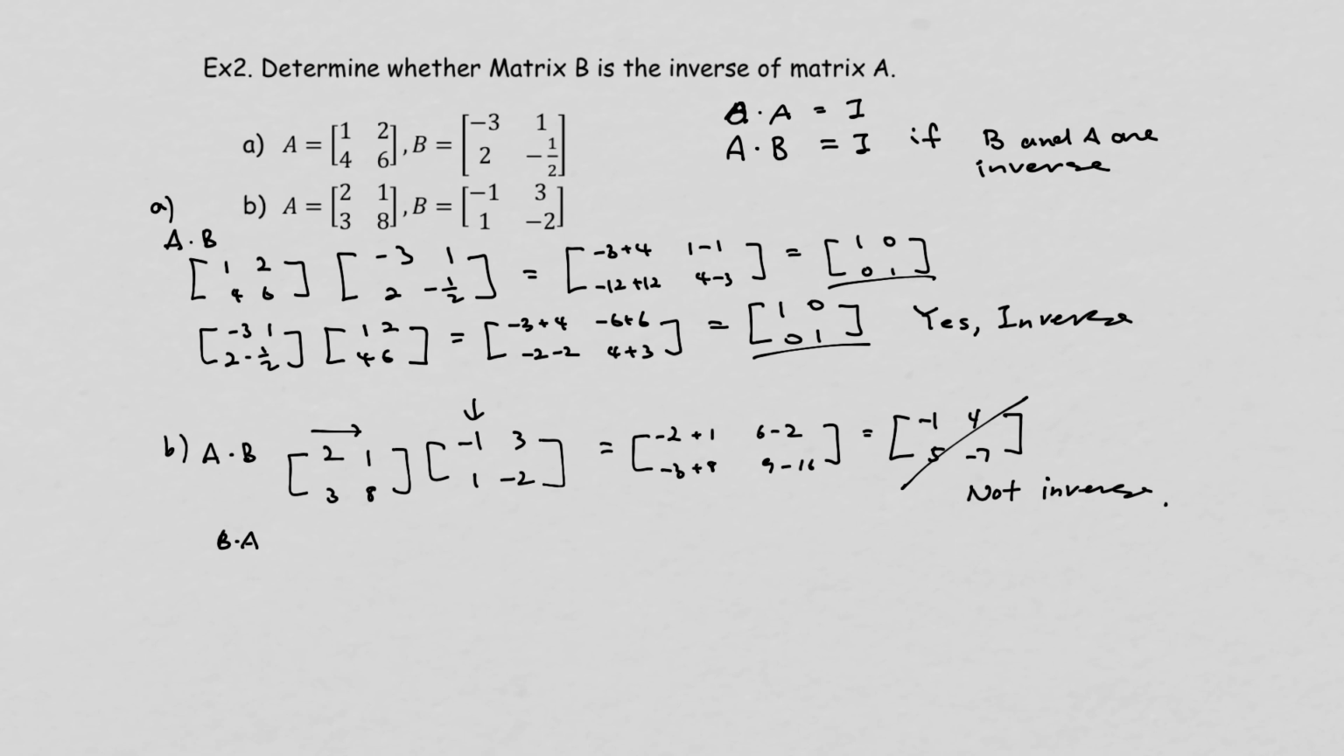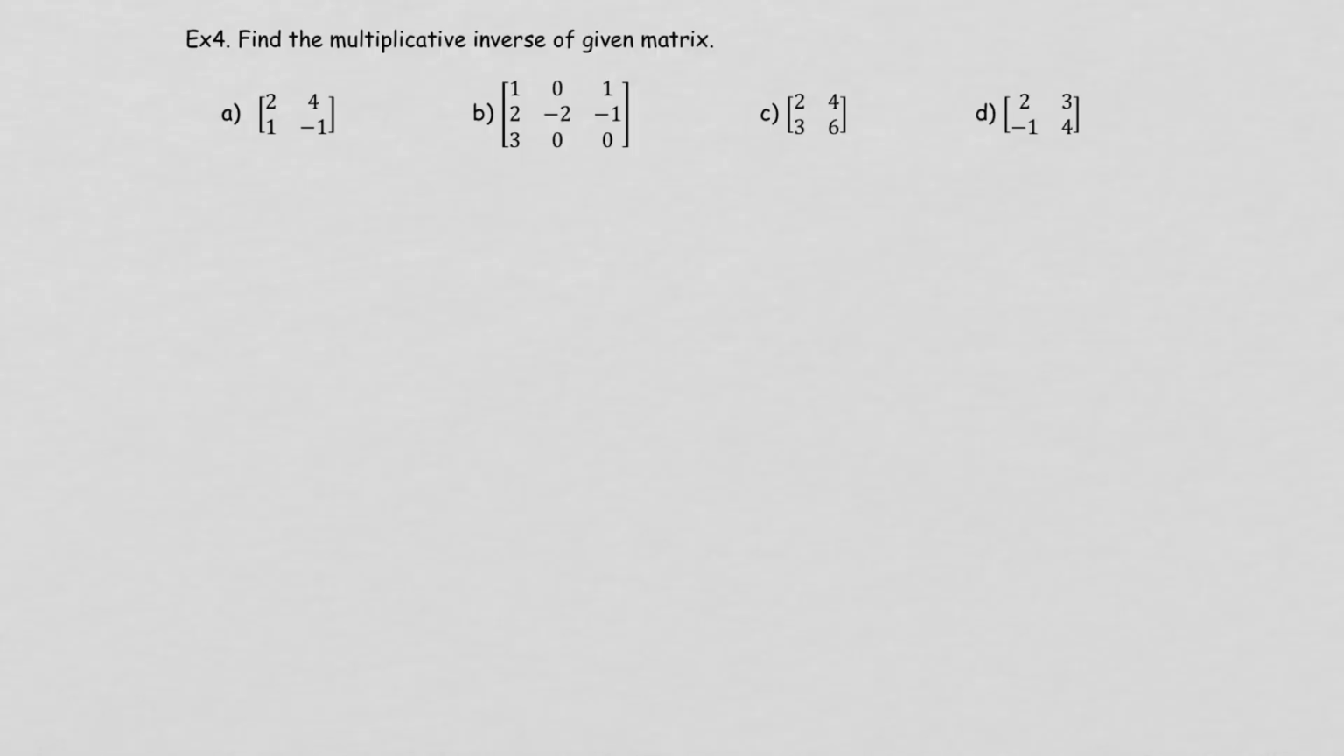Next example, I'm going to show you how to find the inverse matrix if only one matrix is given. So what I will do, let's start with A. If I multiply a matrix with its inverse matrix, remember I have to get the identity matrix.